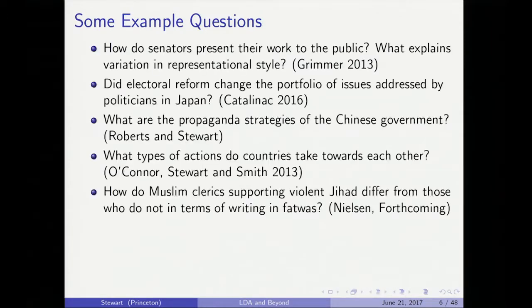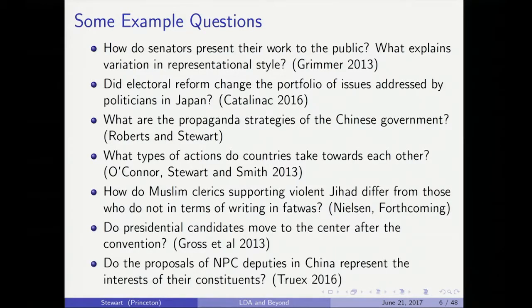I'm actually just going to skip example questions on the slides if you want to see. This is just a bunch of different questions people have used for topic models. In general, they are measuring the subject matter of something. I'll pick one just to fix ideas.